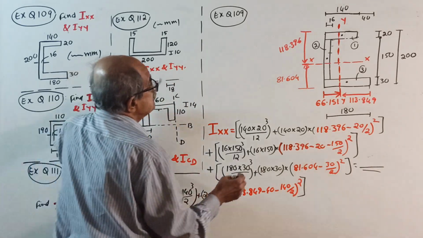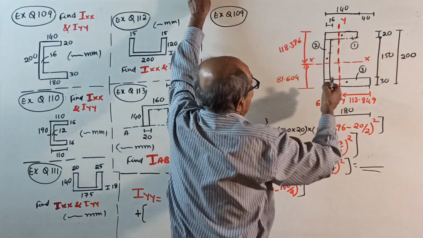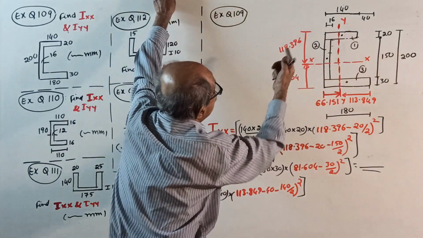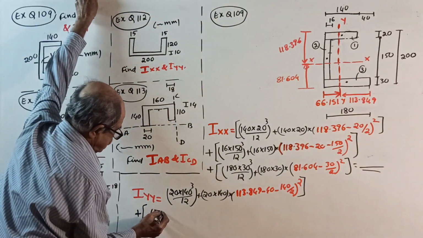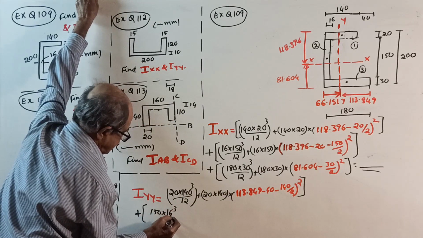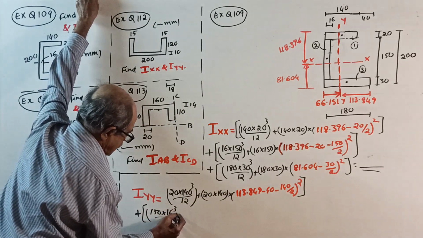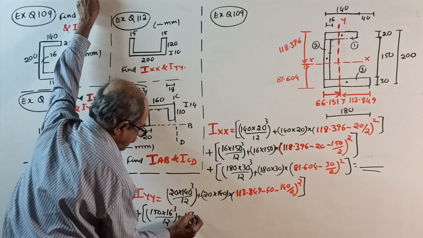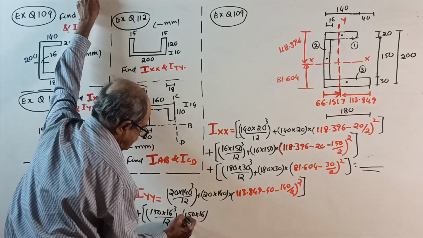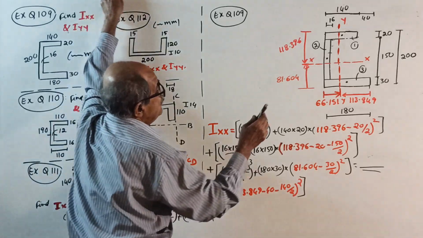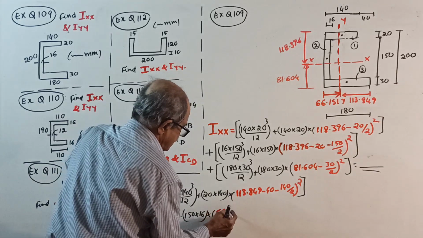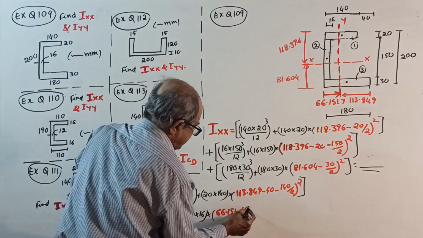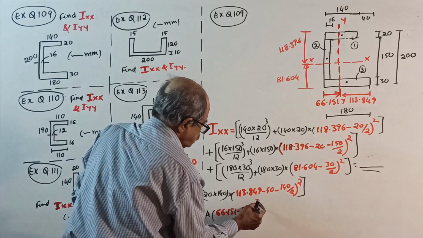Second one, I about YY. 150 into 16 cube by 12, Ig, camera problem may be there, plus area. 150 into 16 is the area. I will check the camera, into 66.151 minus 16 by 2 whole square.